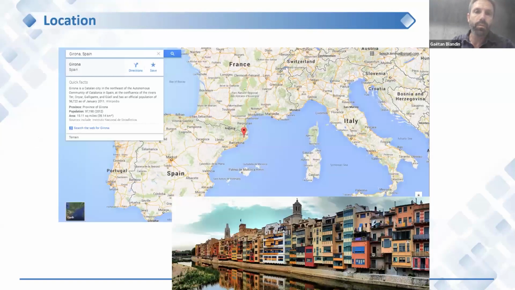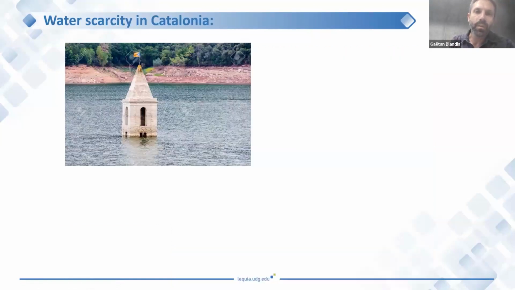So just to give you an overview, we are in Girona, which is close to Barcelona, so close to France. It's a nice old town, so you're more than welcome to come around. And basically, here we're talking about water scarcity because we have a water scarcity issue in Catalonia.